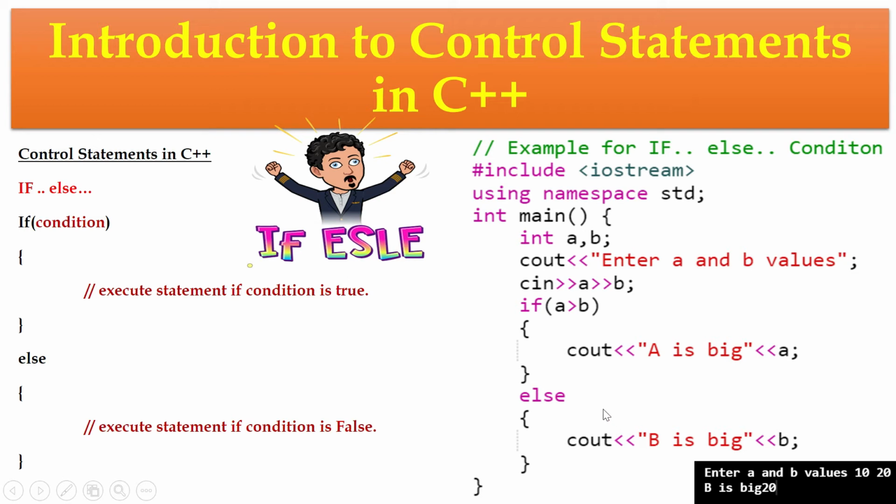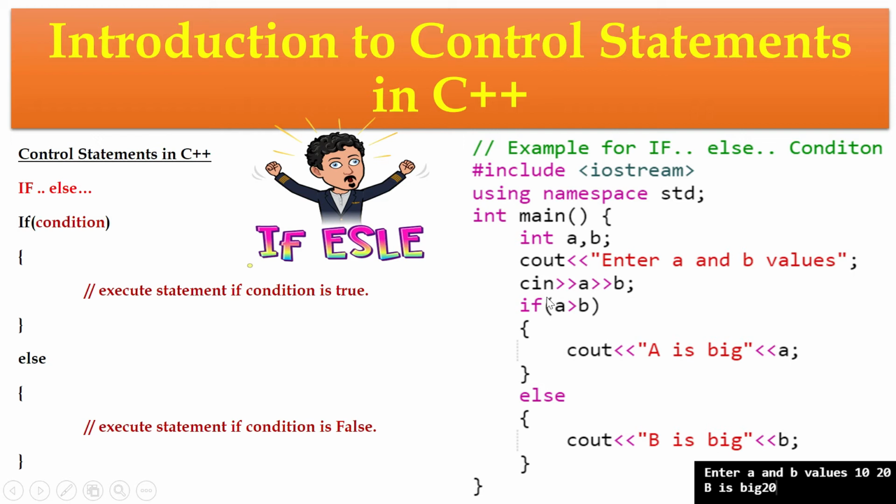I've declared two variables, namely A and B, of integer data type. I'm going to print a message, "Enter A and B values," using a cout statement. The user will provide two values. The first value I'm going to store in A, and the second value I'm going to store in the variable B.